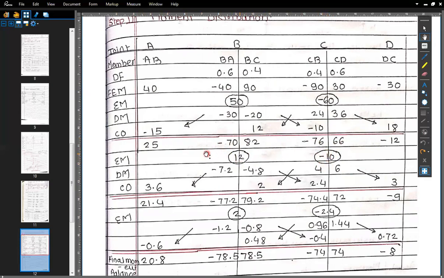So again we are going to do the second iteration. Then we'll calculate the summation of moments, or what is the unbalanced moment here, minus 70 plus 82, that is 12. So we are going to apply minus 12 moment. Minus 12 into 0.6 is minus 7.2, and minus 12 into 0.4 is minus 4.8, and we are going to carry over half of the moment to the opposite end. Here it should be minus 3.6.